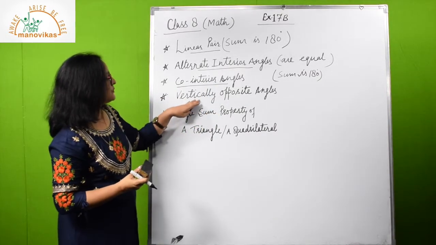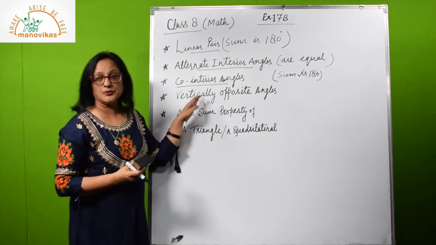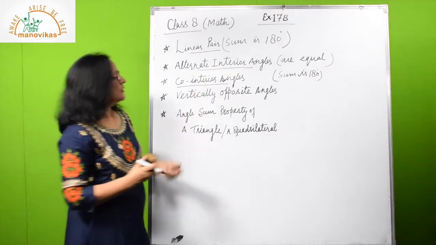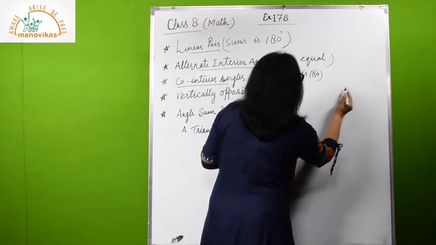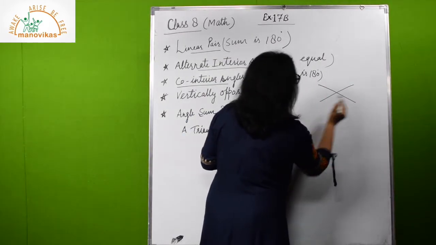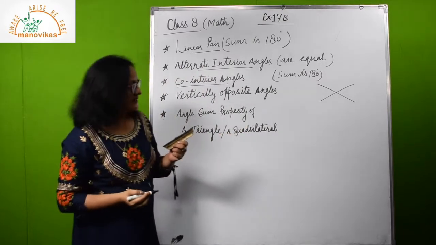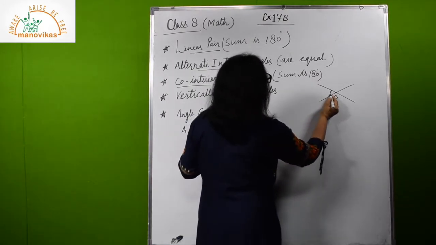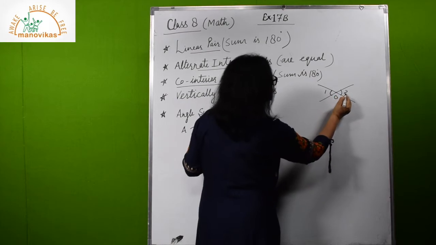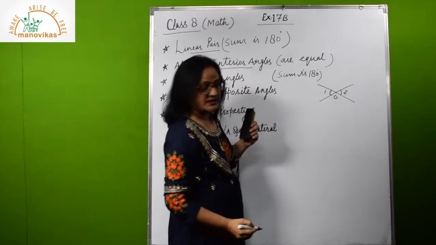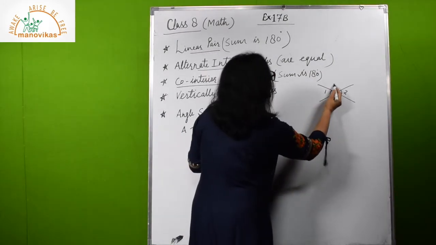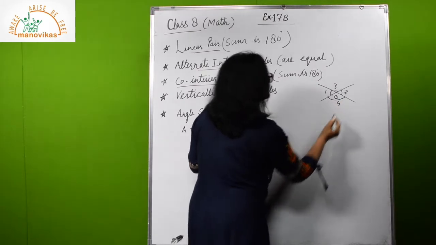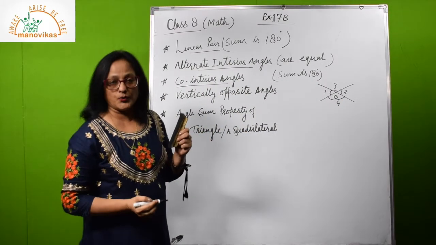Next thing, somewhere you have to use vertically opposite angle, very easy angle. So vertically opposite angle, how is it formed? When two lines intersect at a point, suppose this point of intersection is O, so this angle 1 and this angle 2, they are vertically opposite angles. Same way, angle 3 and angle 4, they are also vertically opposite angles.